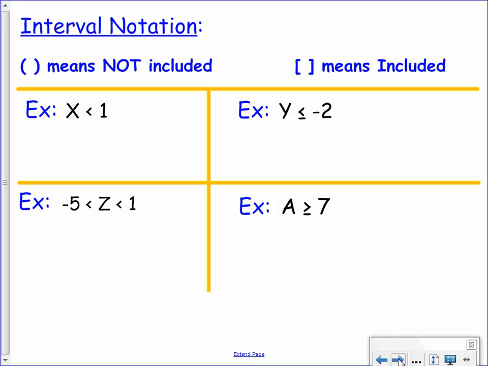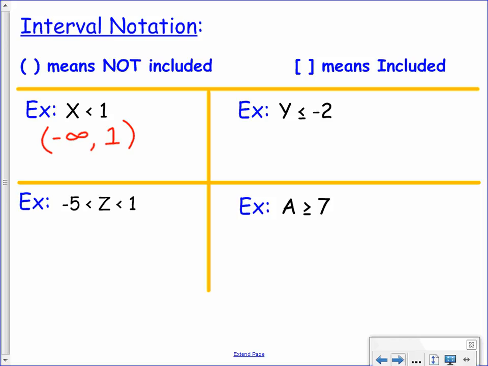To write this in interval notation, since x is less than 1, the highest number it can be is 1. It can be anything less than 1, so anything from negative infinity up to 1. Since x cannot go to infinity, should I use a parenthesis or a bracket on that side? Parentheses. Can x be 1? No, so parentheses on this side.